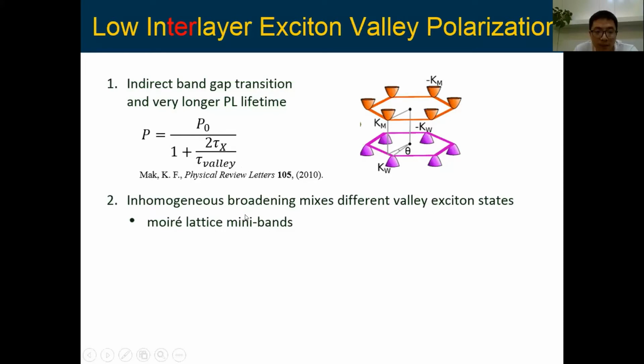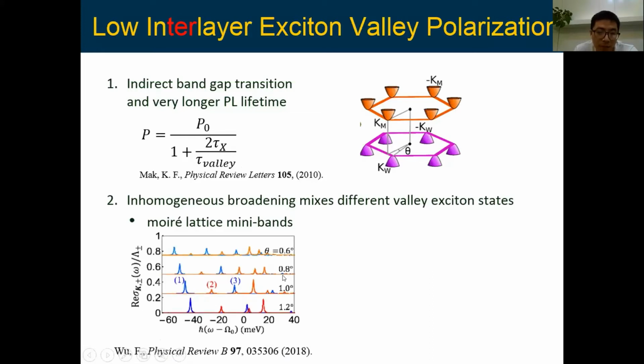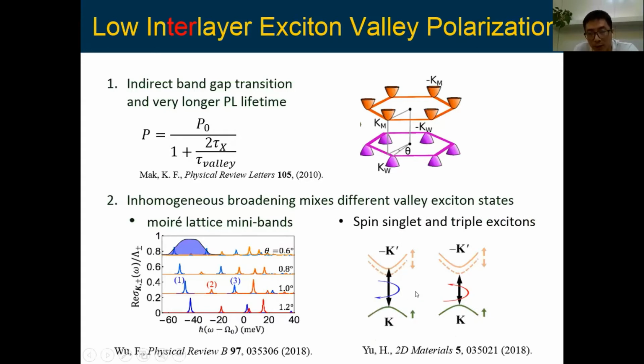And the other problem is that in such a heterobilayer, the Moiré lattice plays an important role. It might induce minibands. So here are the theoretical results: at different twist angles, you could have Moiré excitons, and even in the same K valley, different excitons can couple with photons of opposite helicity. That means spin and valley are not locked anymore. So if your inhomogeneous broadening is broad, it might cover several minibands, and the valley polarization you measure is the average value, so it cannot be high. A similar reason applies to the spin singlet and triplet excitons, which I will talk about later.